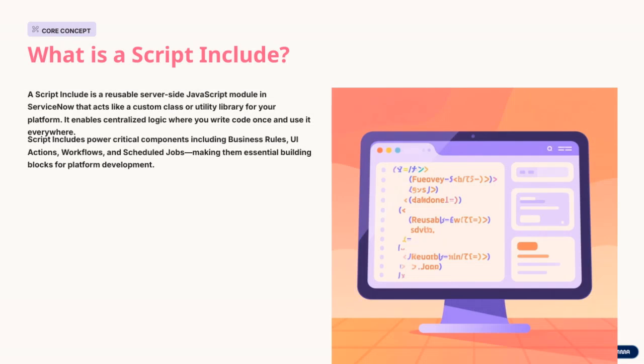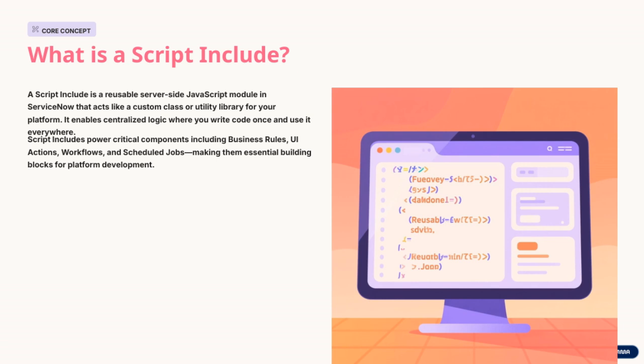Now, let's talk about script includes and why they are such a vital part of platform development. They include power-critical components like business rules, UI actions, workflows, and scheduled jobs. These elements are essentially the building blocks that help us create a robust and flexible platform. A script include is a reusable server-side JavaScript module within ServiceNow. Think of it as a custom class or utility library that you can create to centralize your logic. The big advantage here is that you write your code once inside the script include, and then you can use it everywhere across your platform.